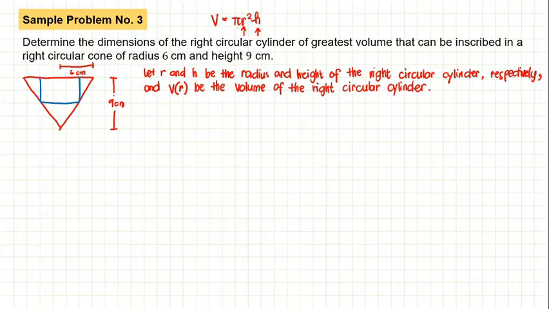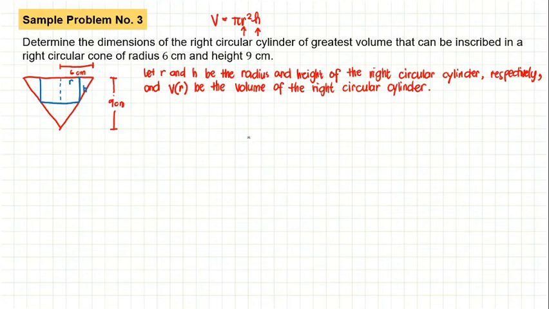Kasi, as what I said kanina, yung variable natin na gagamitin ay r lang. One variable lang dapat. Okay? So in this case, since we let the radius and the height of the right circular cylinder be R and H respectively, therefore from our illustration, this will now be equal to H, itong nandito, right? And from the center, yan, this will now be R, right?